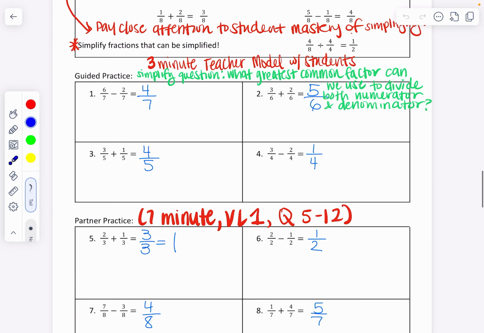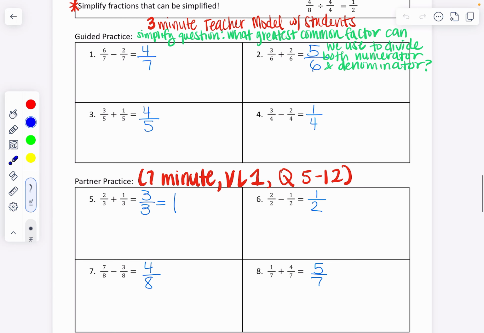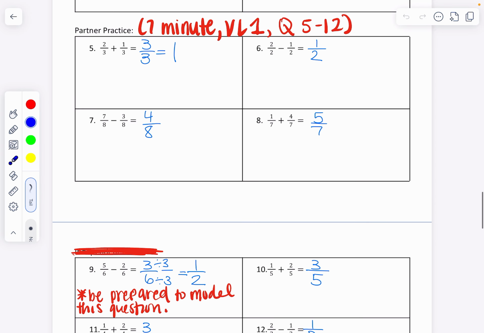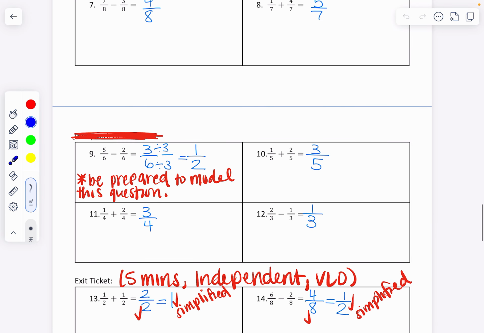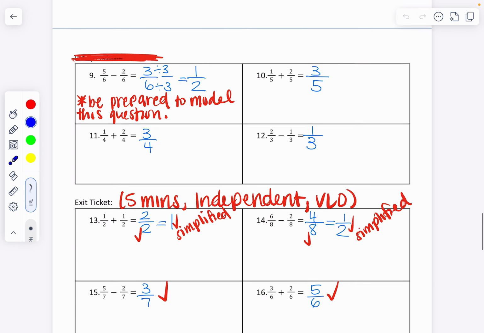You want to make sure that questions like 5 and 7 are being simplified as you're circulating. So asking those 2 specific questions, hey, has it been simplified? Yes or no? If no, what greatest common factor can we use to divide both the numerator and the denominator? Again, you want to highlight 9. You might even want to model this question at the beginning of the lesson so students can see how you target a question that needs to be simplified before they launch into their independent practice or their work time.